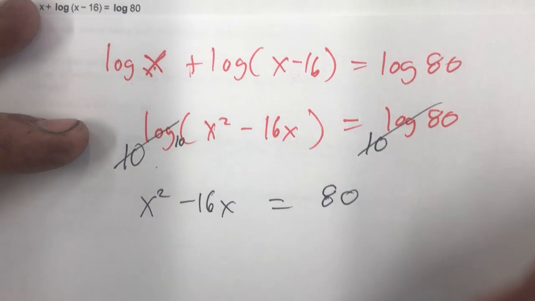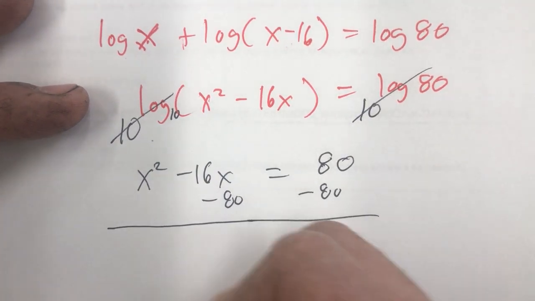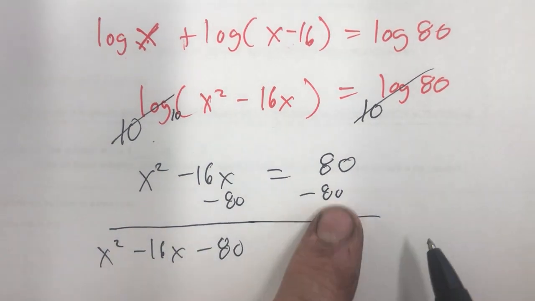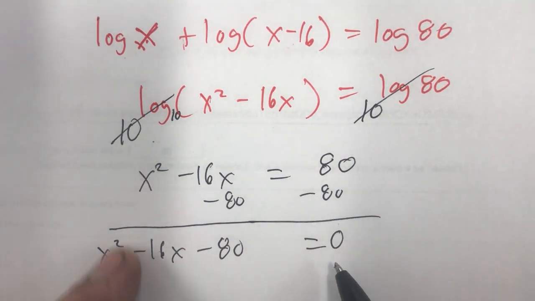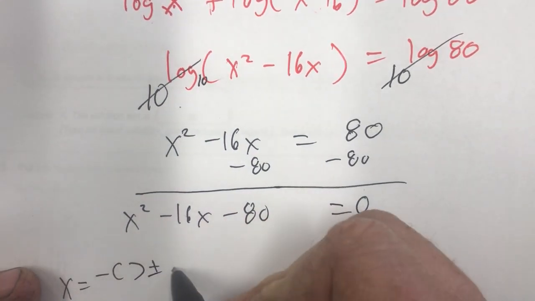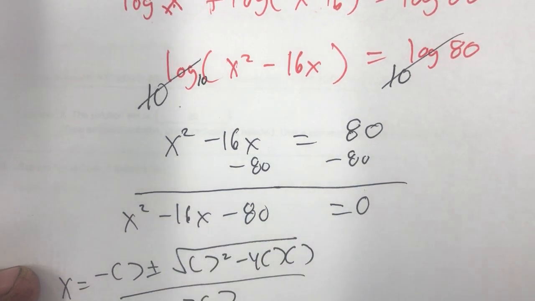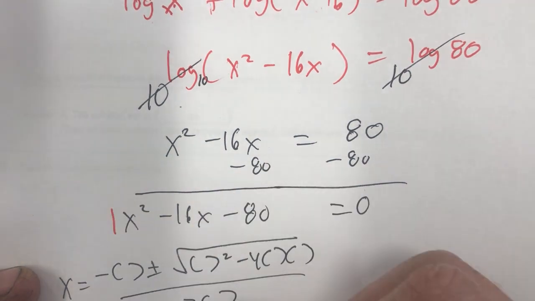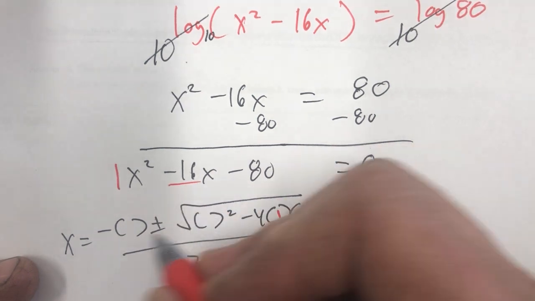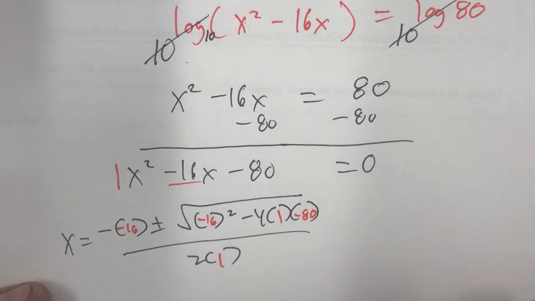And then I'll just subtract 80 on both sides, and it's going to equal 0. When I move my 80 over here, I'm going to have to do the quadratic formula with this. So x equals negative b plus or minus the square root of b squared minus 4ac, all over 2a. A is a 1, so that goes in these two spots. My b is a negative 16. That goes here and here, and then negative 80 goes there.